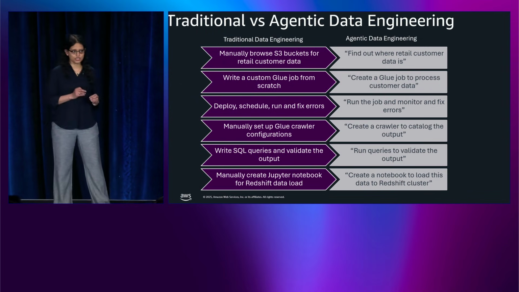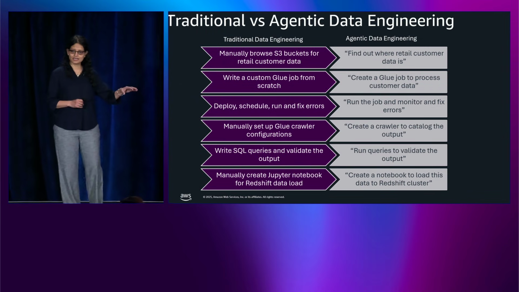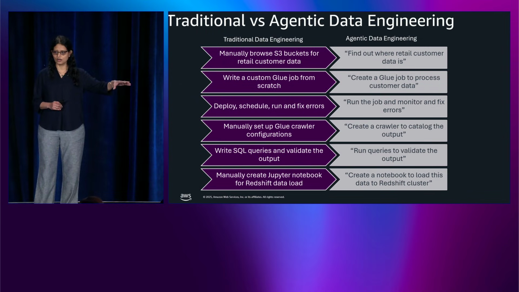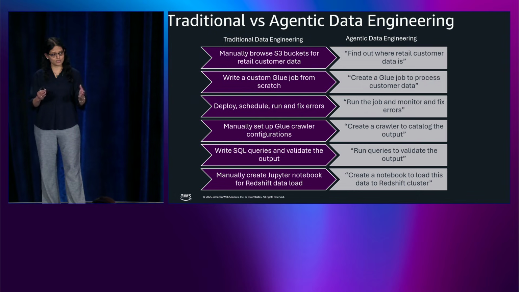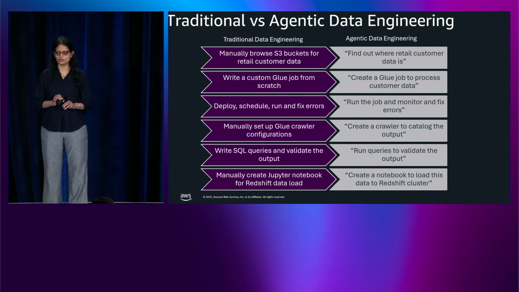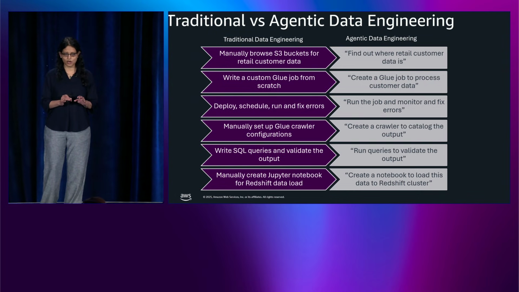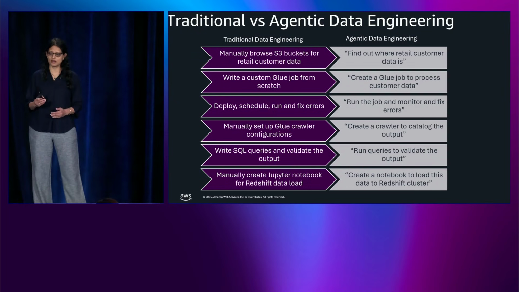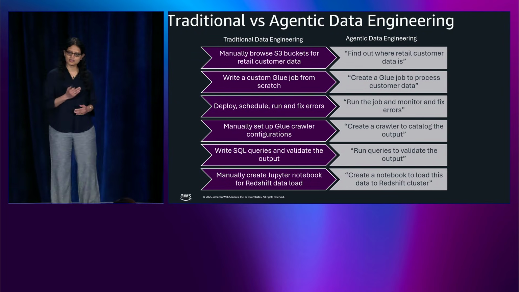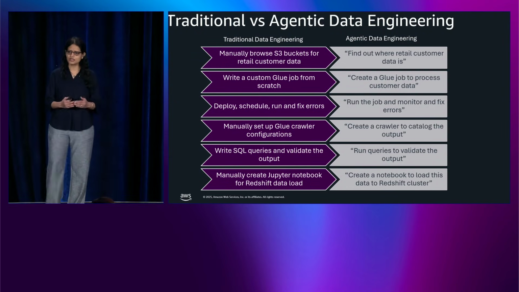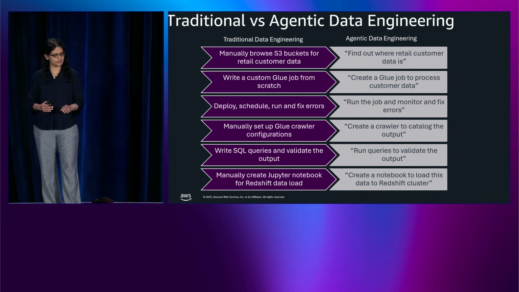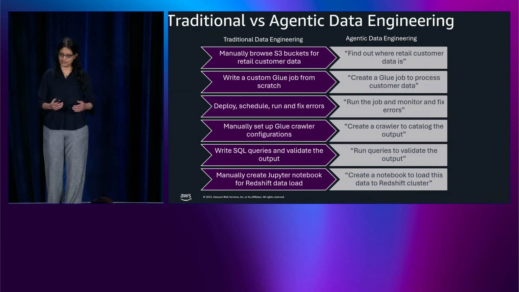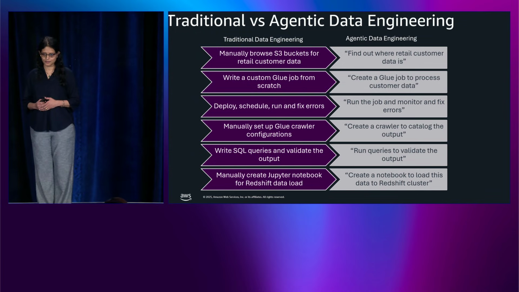So what does a data engineer do? If the data set is cataloged, they would go to the catalog, they would search the location, they will be able to find out the column, the corresponding data type. Once they have identified, they start writing the code from scratch, they deploy it, they run it. If there is an error, they fix it. Then they write a SQL to validate that data set just to look at, are there any null values? Are there 50 states in the data set? Then they write a Python code to load this into a data warehouse.